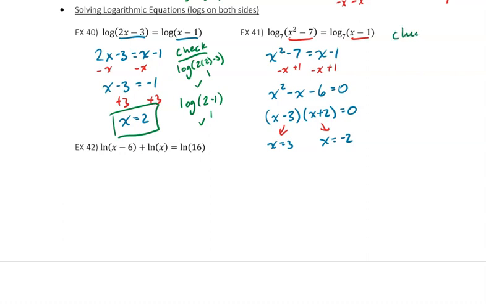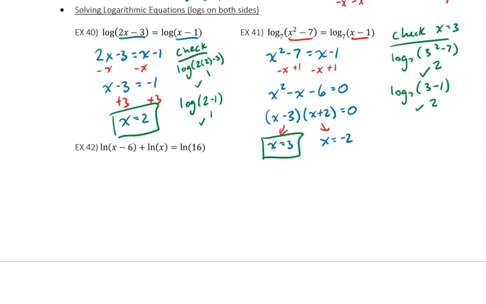So if we check x equals 3 first, log base 7 of x squared minus 7, so we can go ahead and plug in 3. That'd be 9 minus 7, which is 2. That's positive, so that's good. Let's check the other one. Log base 7 of 3 minus 1. 3 minus 1 is 2. That's positive. So 3 is an answer.